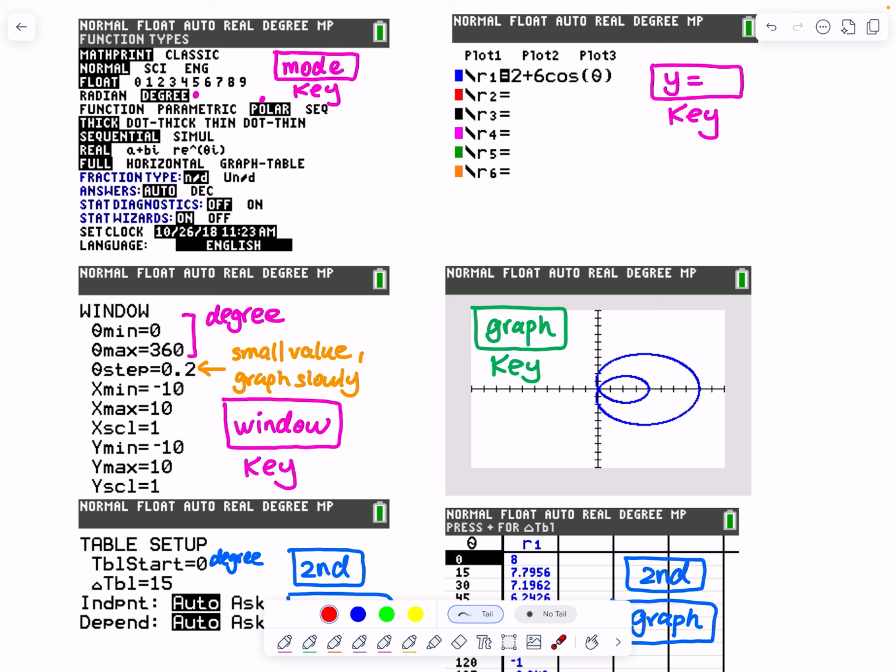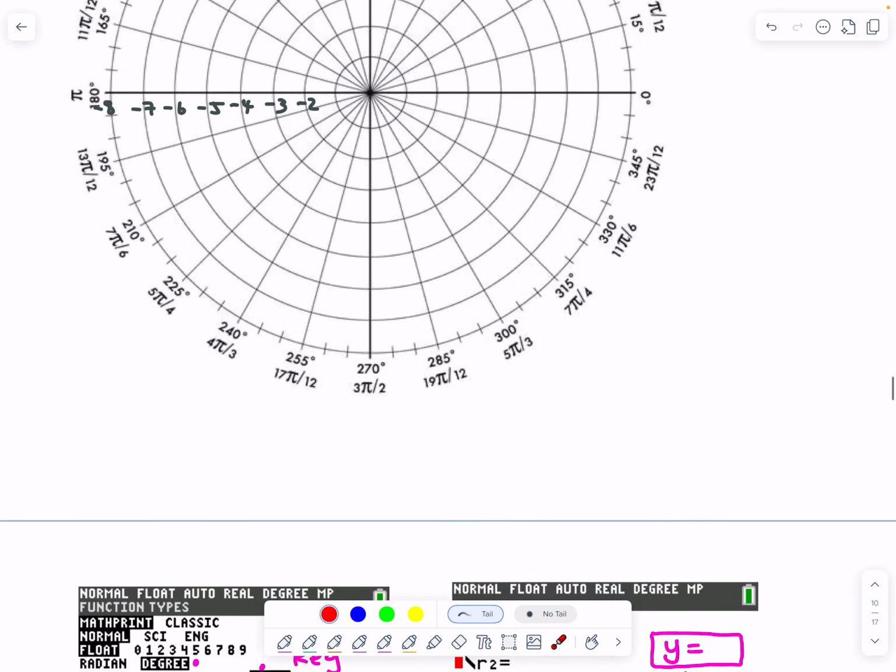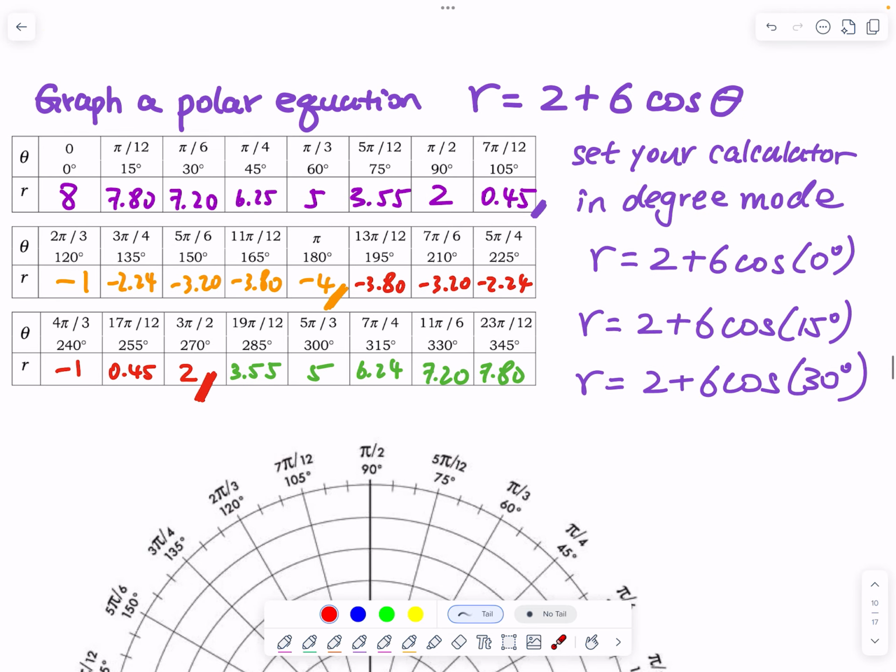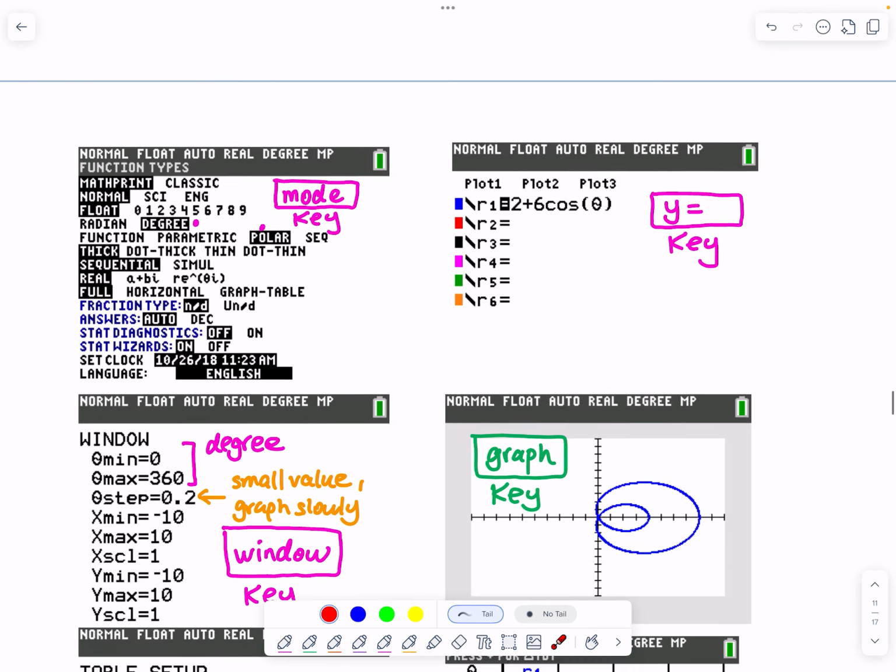So after you finish this by hand, you should see a similar graph. And then what about the table values? How do you get these values in one click?